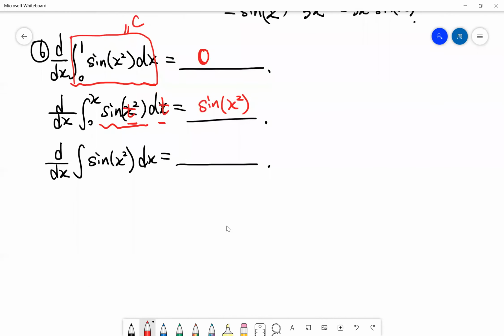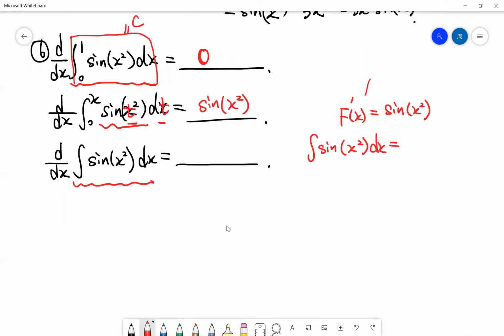The last one, you should know what indefinite integral means. We have talked about indefinite integral means find one antiderivative and then plus c, right? So you should remember that the integral of sine x squared dx means if you can find one antiderivative here. Antiderivative means its prime equals sine x squared, right?